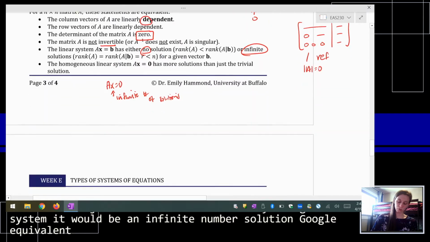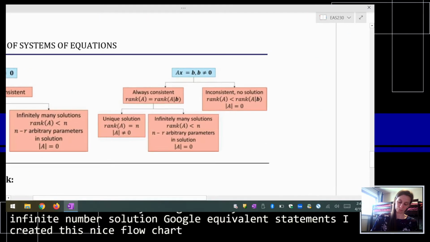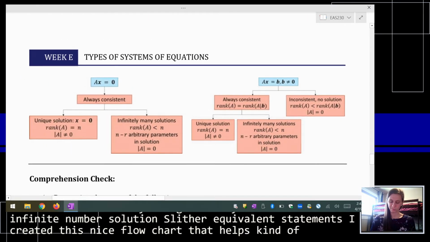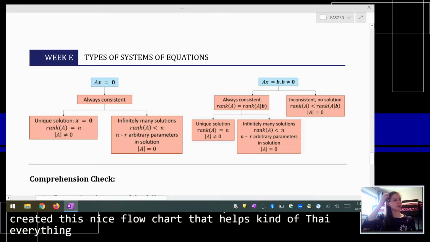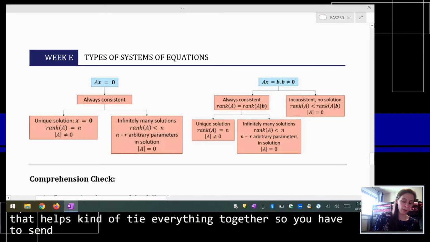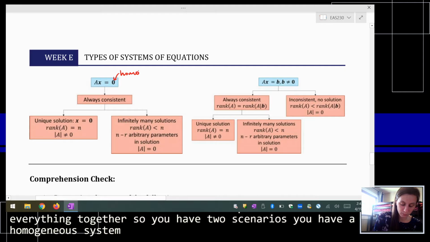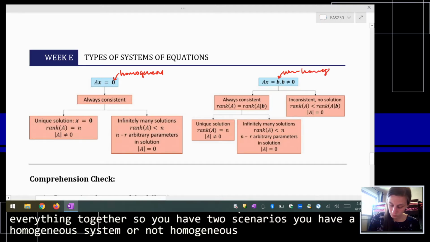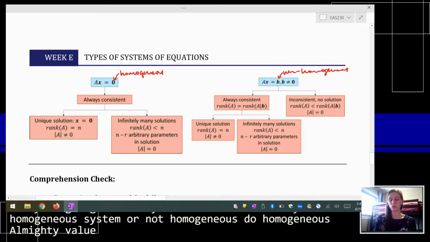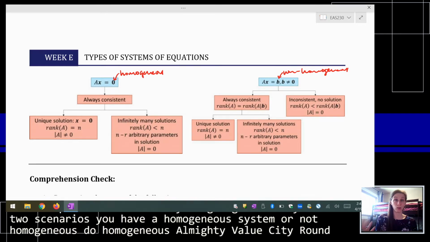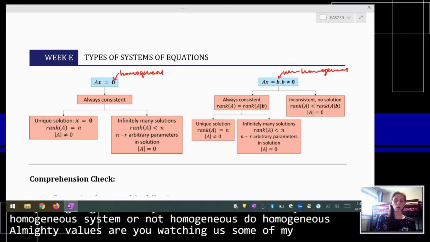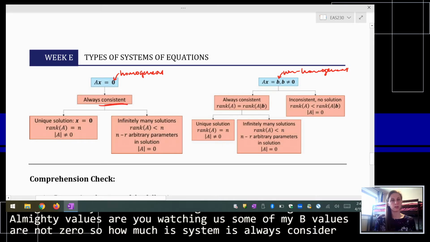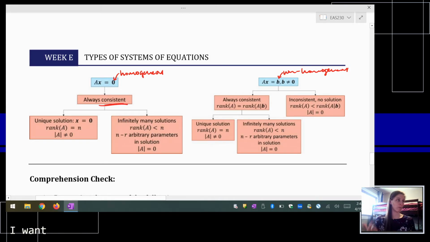I created this nice flowchart that helps tie everything together. So you have two scenarios. You have a homogeneous system or non-homogeneous. So homogeneous, all of my b values are 0. Non-homogeneous, some of my b values are not 0. So a homogeneous system is always consistent. And you're going to either have one solution or an infinite number of solutions.